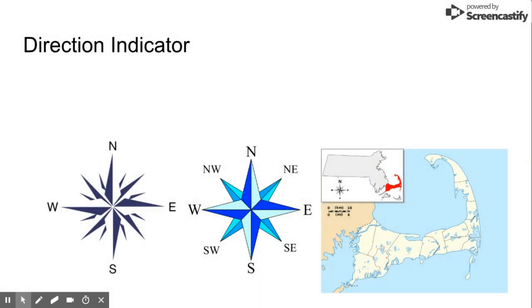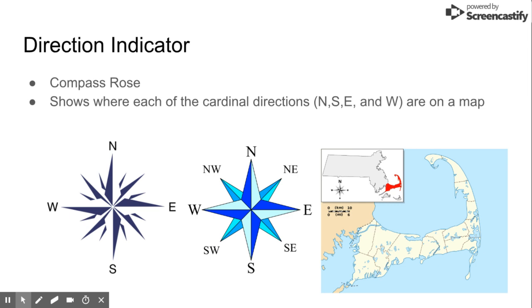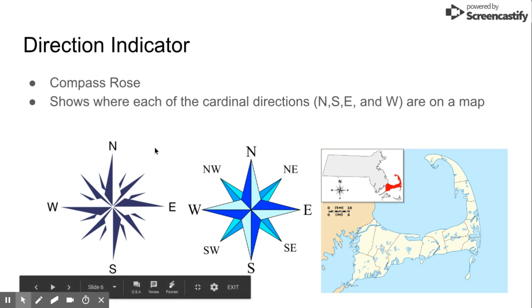The third main part is our direction indicator. Sometimes people know this as our compass rose. The direction indicator, or the compass rose, shows us where each of the cardinal directions are on a map. So this picture here would represent a compass rose showing cardinal directions, as well as this one here. Below it, there would be our scale.